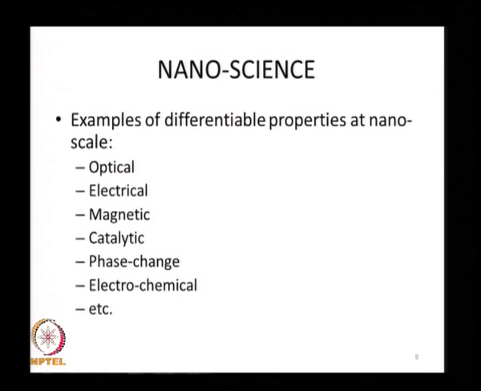Some of the differentiable properties that you can observe at nanoscale, differentiable in the sense that these properties are very different at nanoscale compared to the micron scale, are optical, electrical, magnetic, catalytic, phase change properties, electrochemical properties, etc. So, we will talk about some of these unique nano properties later in this module.